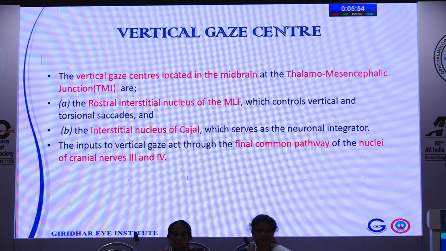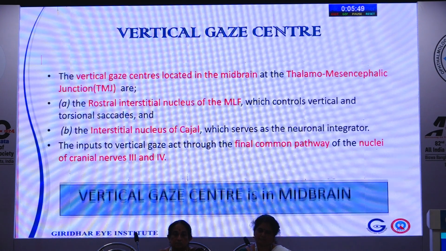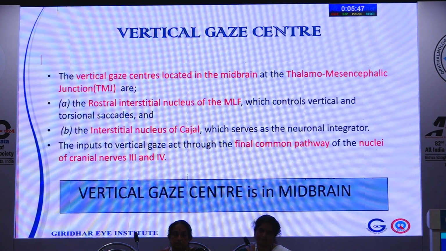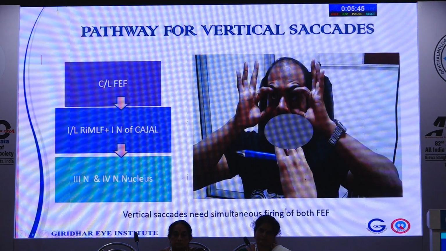And the important thing is the final pathways to cranial nerves 3 and 4, which make the upward and downward movement. So let's see some videos. Thing to remember is the vertical gaze center is in the midbrain. So let's look at this video.